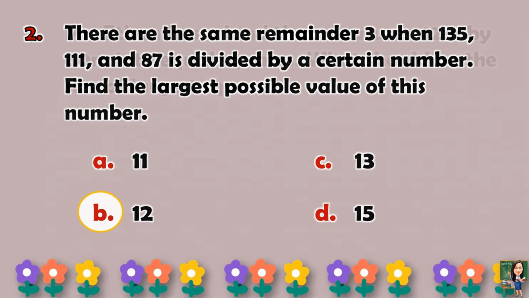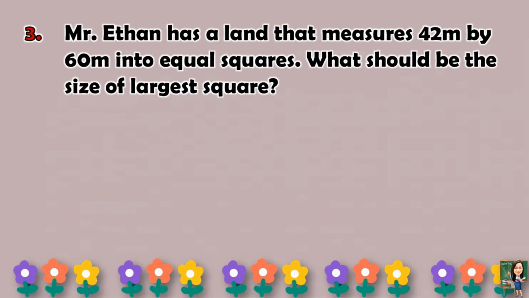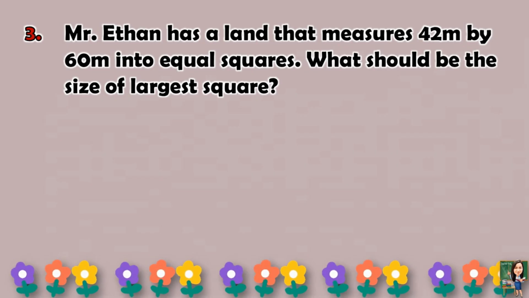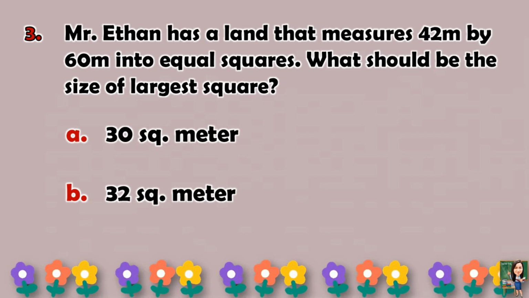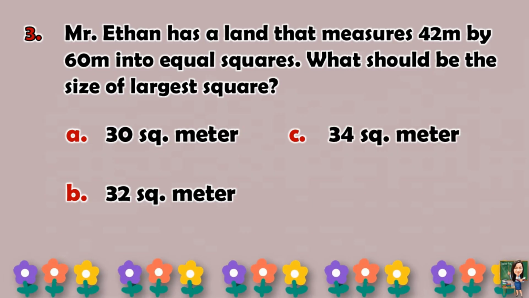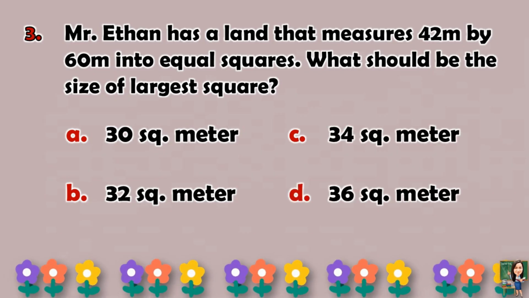12. Number 3. Mr. Ethan has a land that measures 42 meters by 60 meters to be divided into equal squares. What should be the size of the largest square? A. 30 square meter. B. 32 square meter. C. 34 square meter. Or D. 36 square meter. What is the correct answer? Very good. The correct answer is letter D.